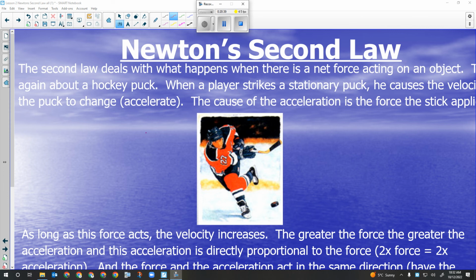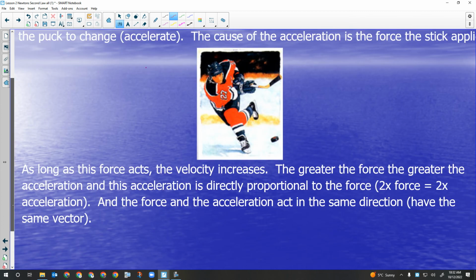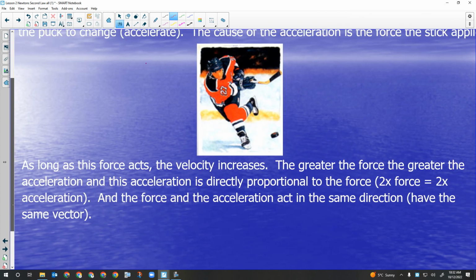So that's the other thing we have to remember, that acceleration only occurs as long as the force is being applied. As long as the force acts, the velocity will increase. The greater the force, the greater the acceleration, and that acceleration is directly proportional to the force. So if I apply twice as much force, the acceleration will increase by a factor of 2. So they are directly or linearly related.